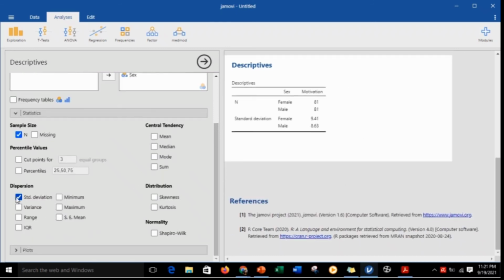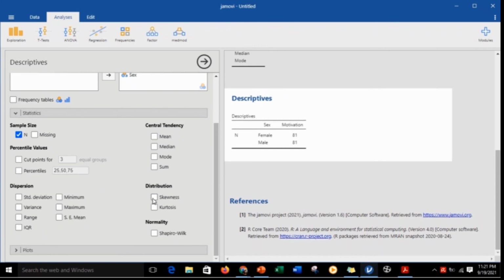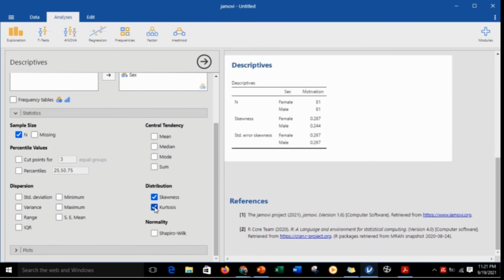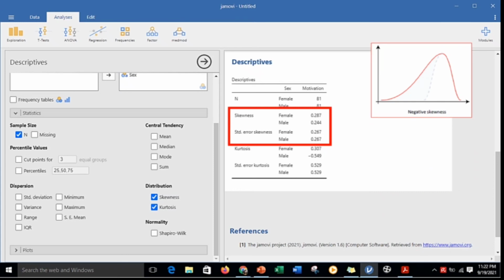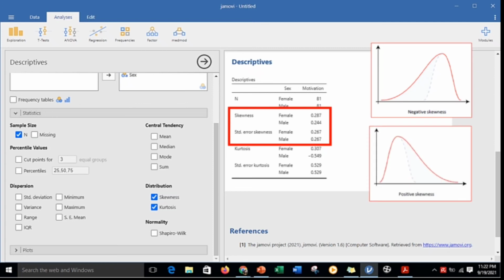Let's now move to distribution. So let's click both Skewness and Kurtosis. This describes the shift of the distribution away from a normal distribution. Negative skewness shows that the mode moves to the right, resulting in a dominant left tail, while positive skewness shows that the mode moves to the left, resulting in a dominant right tail. For skewness, if the value is greater than positive 1, the distribution is right skewed. If the value is less than negative 1, the distribution is left skewed.